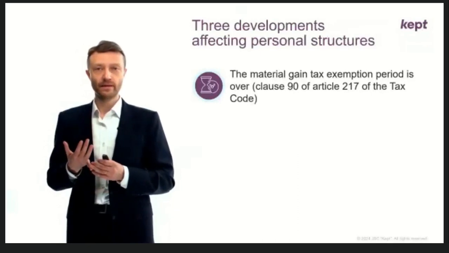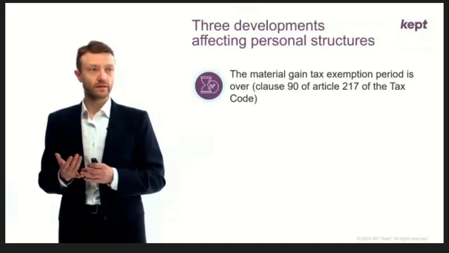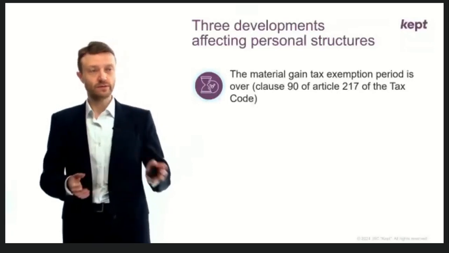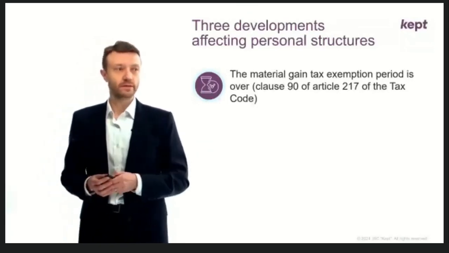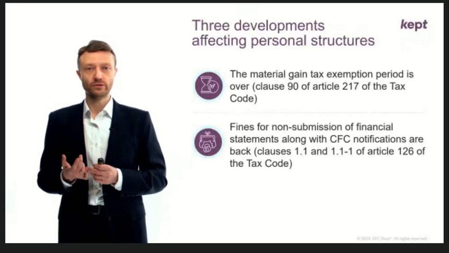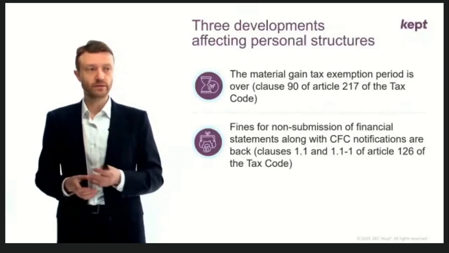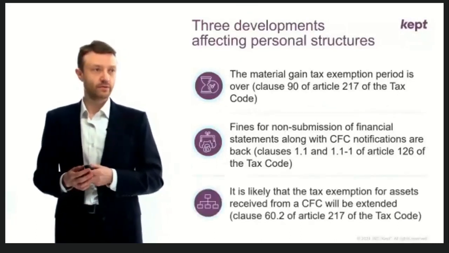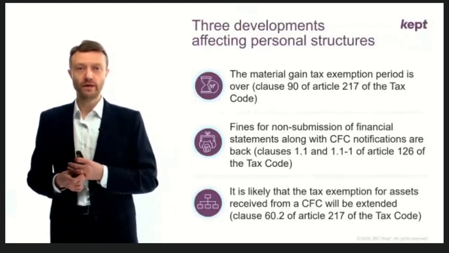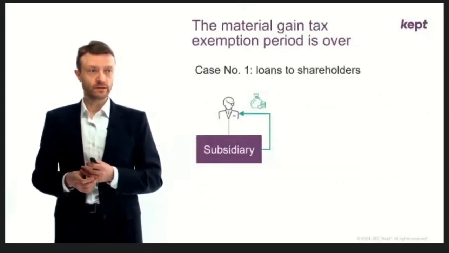I would say those are: the material gain tax exemption is no longer available. It was available during 2021 to 2023, but this exemption period is now over. Then fines for non-submission of financial statements along with CFC notifications are not going to be prolonged, and these fines start to apply. And the third development is that it is likely that the special exemption for assets received from a CFC will be extended. Let's talk about those, and let's consider just a few examples.